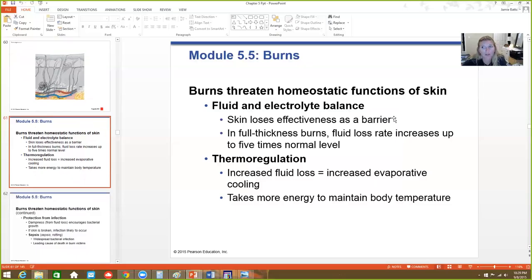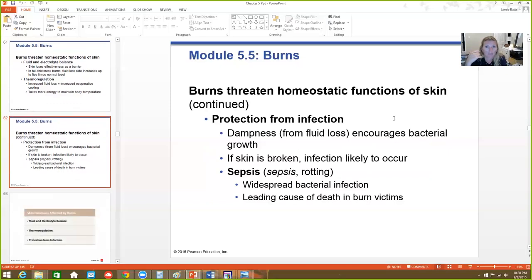Again, burns are very much impacting your homeostatic mechanisms with fluid electrolyte balance, as I mentioned, and thermoregulation, another major function of skin. Because you have that increased fluid loss, you are going to have increased evaporative cooling. In other words, your body is going to tend to be below temperature instead of where it needs to be. It's going to take more energy to maintain that body temperature. You might have to wear certain protective clothing to cover that particular area of your body.